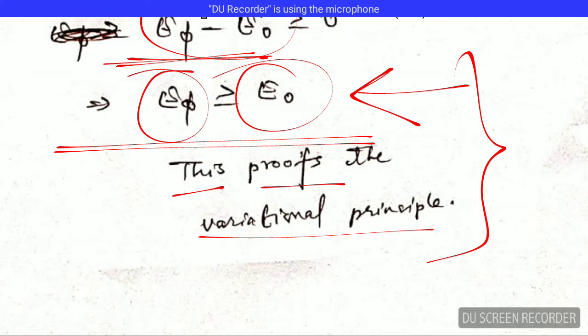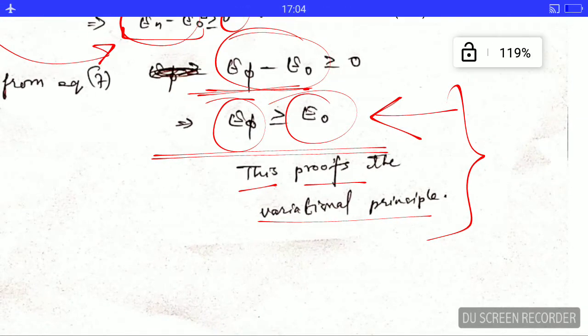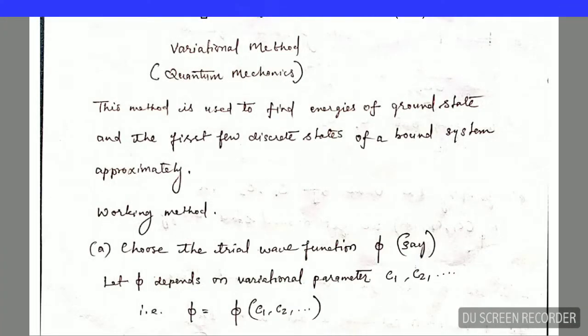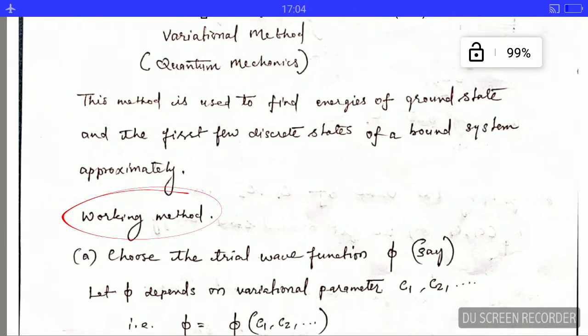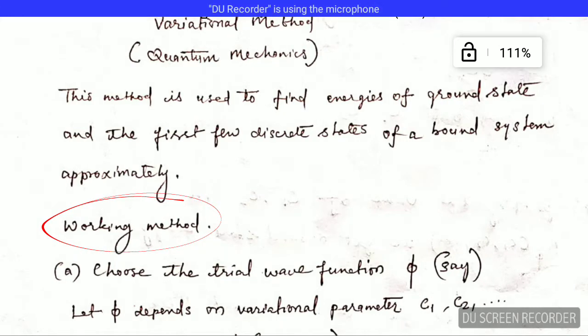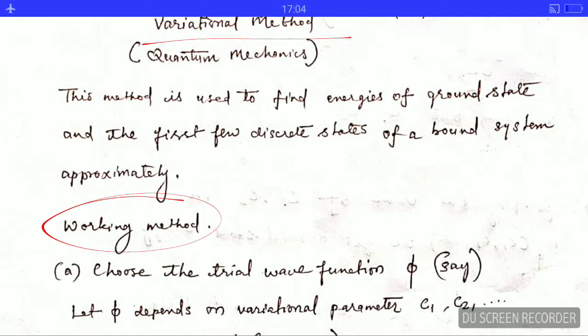The physical meaning of this is that the energy of any state of the system should be either equal to the ground state or it will be greater than the ground state. Now I will give you the basic working method of the variational method. How the variational method is used to solve questions is described in this section.